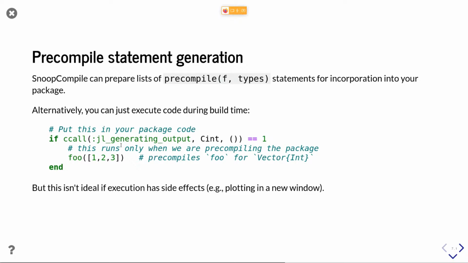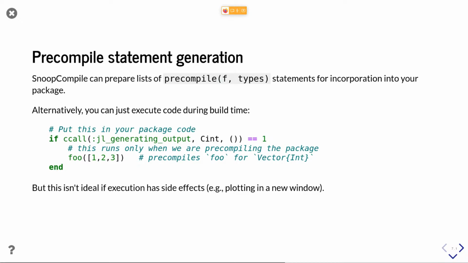Oftentimes it's just as easy to just execute code at build time. If you have this kind of statement at top level in your package code, meaning it actually ends up running while the module is being defined, it will force evaluation of foo on this set of argument types, and this will compile foo and those method instances. If foo is owned by your package, then all of its method instances that exist at the time of module close will also be cached to disk. So you can force Julia to cache particular method instances for particular types simply by executing the code.